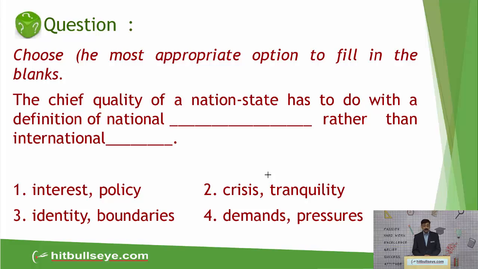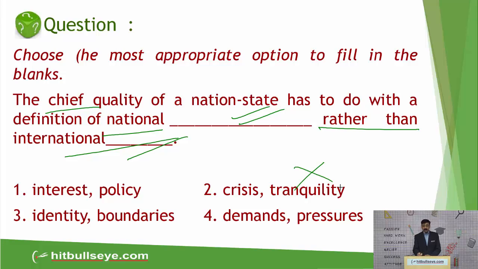Now the sentence goes like this: the chief quality of a nation state has to do with the definition of national. The first keyword is chief, the second keyword is national, and the third keyword is rather than. We need to focus on what comes before rather than, and not on what is written after it. So go through all the options. The second option is negated because tranquility is not making any sense. Tranquility means peace, so crisis rather than international peace is not making any sense.